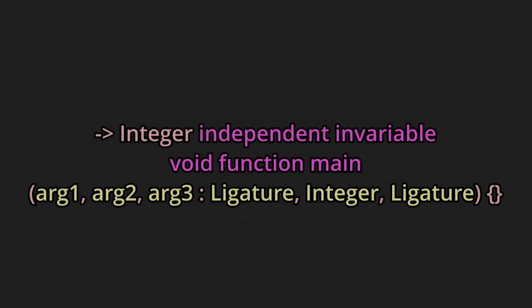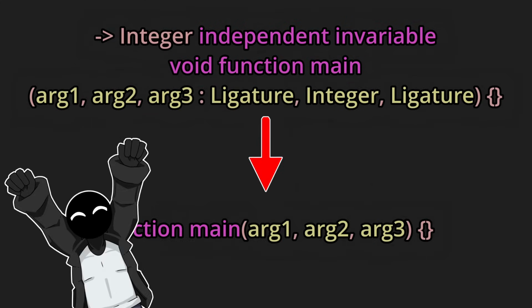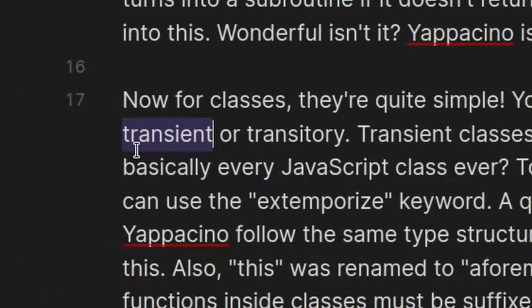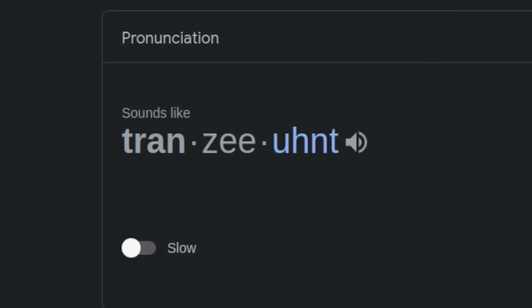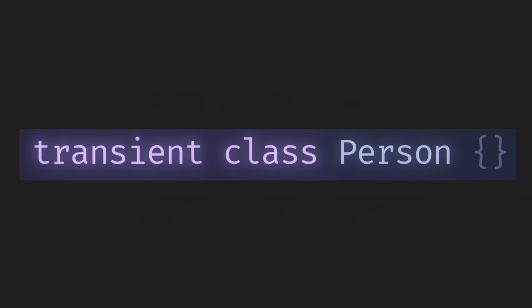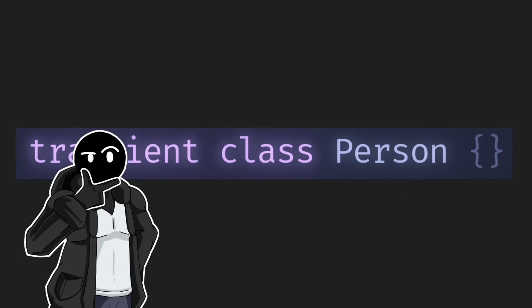And then again, all of this turns back into this. Wonderful, isn't it? Cappuccino is finally getting fake types. Now for classes, they're quite simple. You can create a class by first specifying if it's transitory. Transit classes can only be initialized once. Isn't that basically every JavaScript class ever?